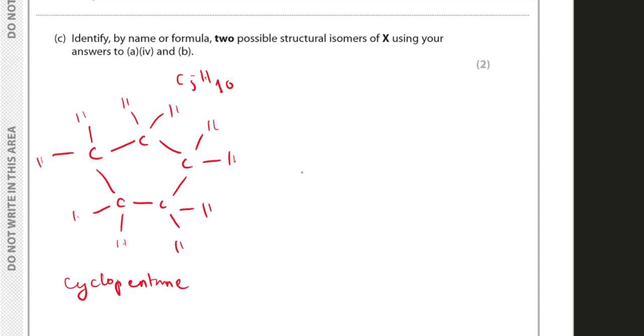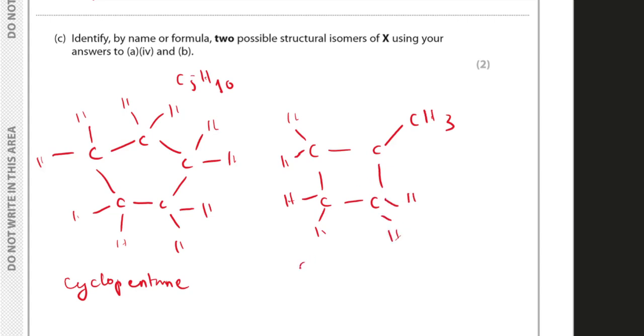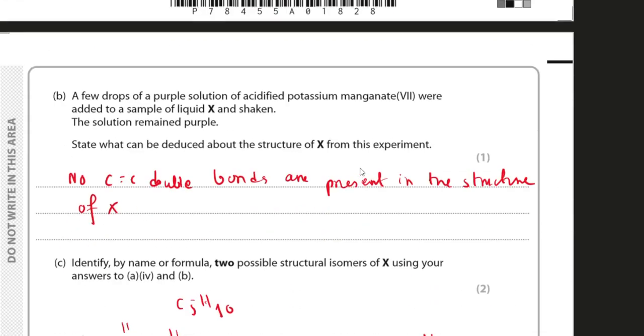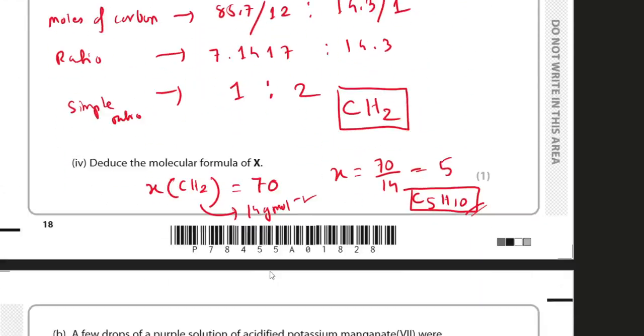Another thing that might happen is a cyclobutane, where you have 4 carbons, one of the carbons being attached to any one of the others, it could be this one, this one, or this one, doesn't matter. So you can just connect it with any of the carbons present. So this will be our cyclobutane. So these are the two possible structural isomers of X, which we have deduced from the provided answers of B and A4.